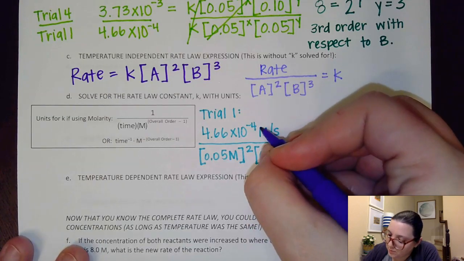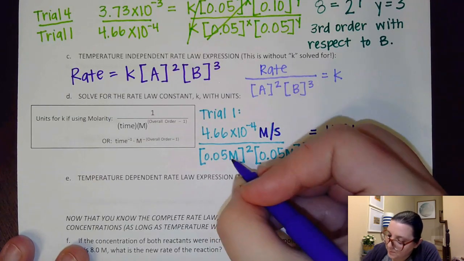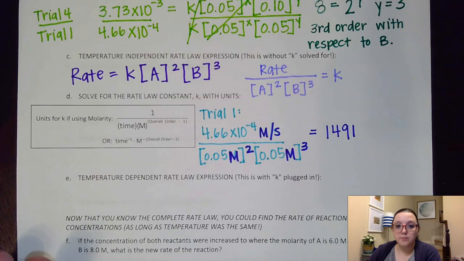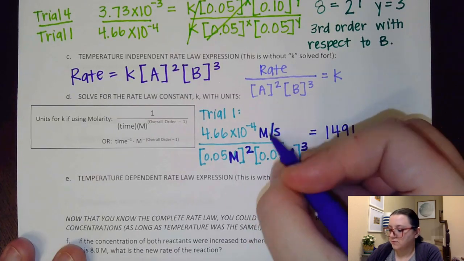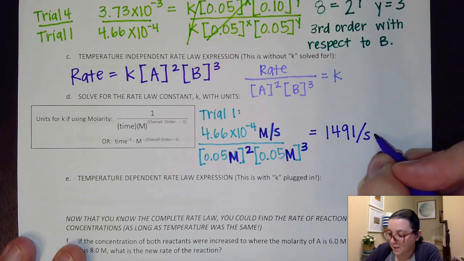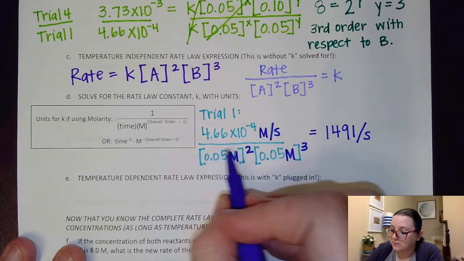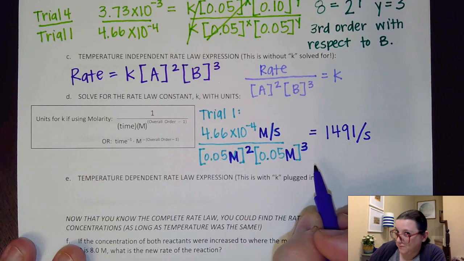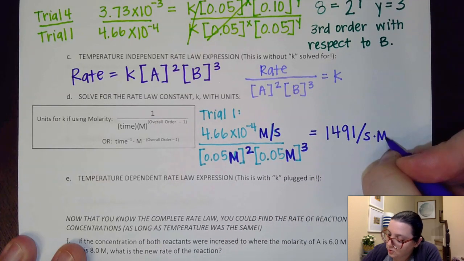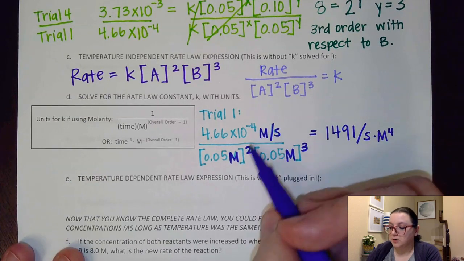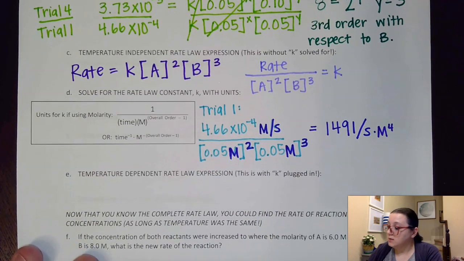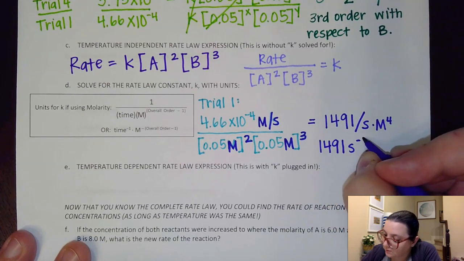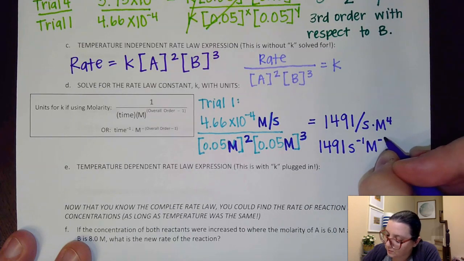Now, let's talk units for a minute. I ended up here with molarity per second on top, molarity squared and molarity cubed on the bottom. Well, think about this for a minute. First off, divided by seconds, that part's going to stay. But then I'm also going to have molarity divided by these adding up, molarity to the 5th. So molarity divided by molarity to the 5th would give me molarity to the 4th on bottom. One of those molarities on top and bottom would end up canceling out. Another way of writing this is 1491 seconds to the negative 1st, molarity to the negative 4th.